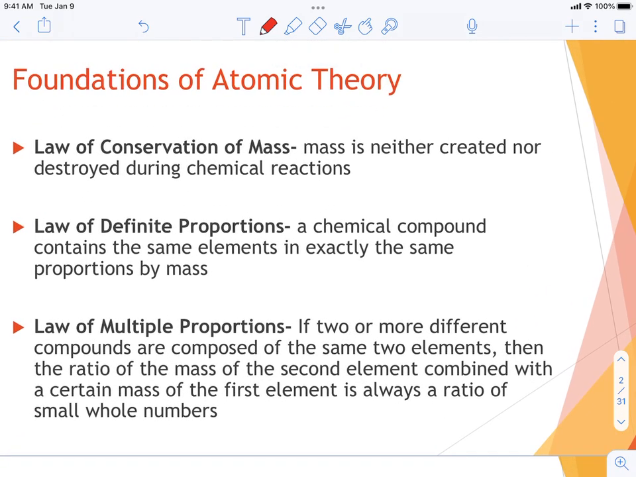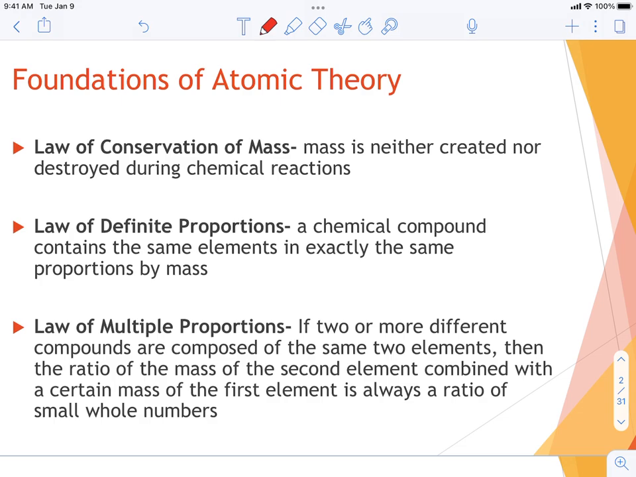So three important laws here that you'll want to know the definition of. The first one you've heard of before, the law of conservation of mass. And this is saying that mass is neither created nor destroyed during chemical reactions. So you're never losing it or creating it. It's just being transferred somehow.